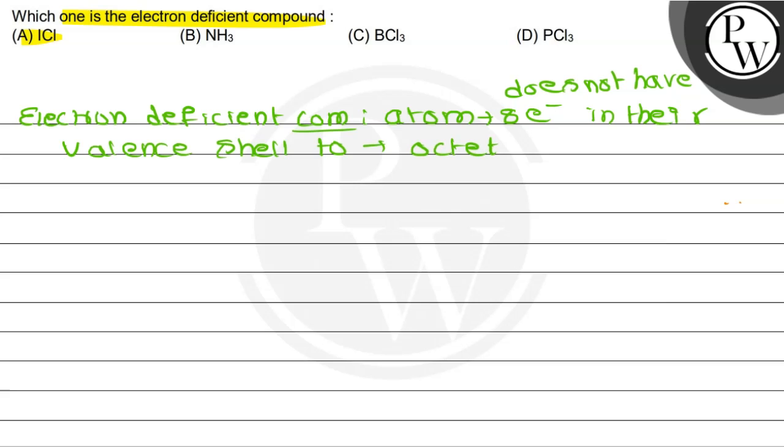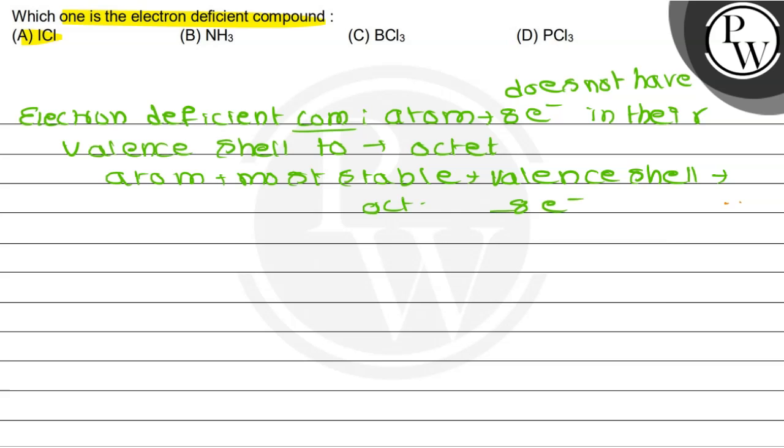Atoms become more stable when they tend to bond in such a way that their valency shell is filled with 8 electrons. This is nothing but the octet rule. So the electron deficient compound does not obey the octet rule, because they have fewer electrons than 8.